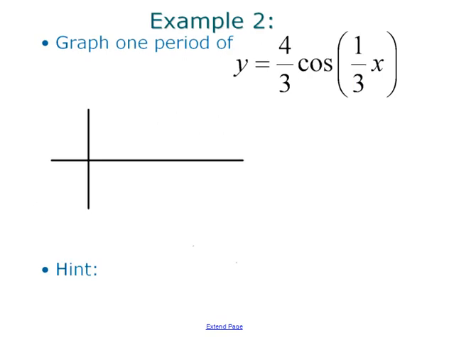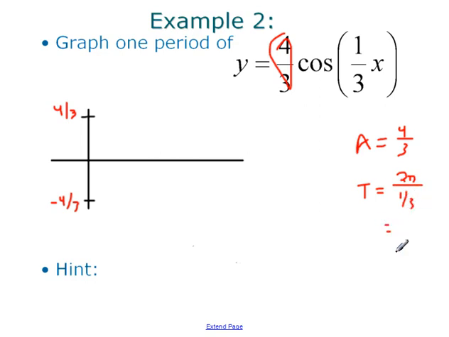Alright, we try cosine here. So first, our amplitude is going to be a little bit weird, just because that's a fraction. So we're going to have 4/3. And even though that's 4/3 and it's kind of goofy, it doesn't actually affect how we do the graph. So amplitude equals 4/3. Period would be 2 pi over 1/3, which is the same as, instead of dividing by a third, you can multiply by 3. So that would end up being 6 pi. So that means 6 pi goes all the way out here to the right.